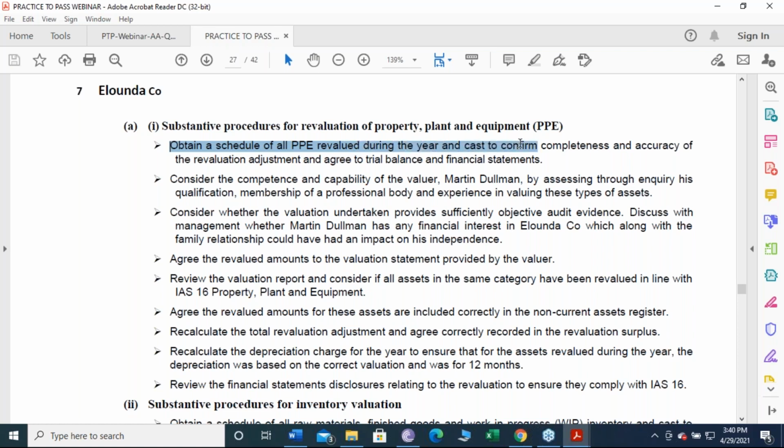Why are you casting it? To confirm, number one, that they have not missed something out, the completeness and the accuracy of the revaluation adjustment, and agree the amount with the trial balance and financial statements. So I hope you all are comfortable with the first procedure. Second procedure: consider the competence and the capability of the evaluator by assessing his qualification, membership of a professional body, and his relevant experience.